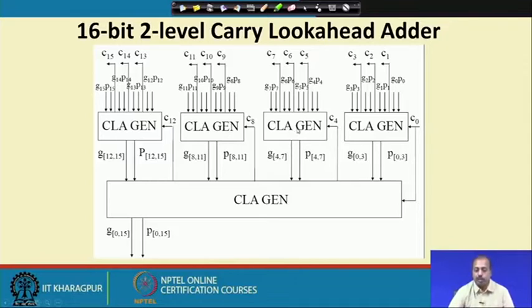Okay. So, this is using the same CLA generator block, but the G inputs are coming from the corresponding CLA generator block of the previous level of hierarchy, and it is generating G 0 to 15 and P 0 to 15. That is, if you take a 16 bit block, then this will be the generate signal from the 16 bit block, and this is the propagate signal from the 16 bit block. So, you can cascade another such block here to get a 32 bit block. Okay. So, that way we can go ahead. We will look into an example.